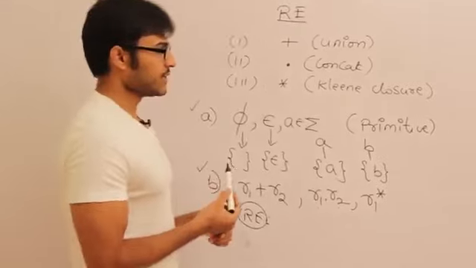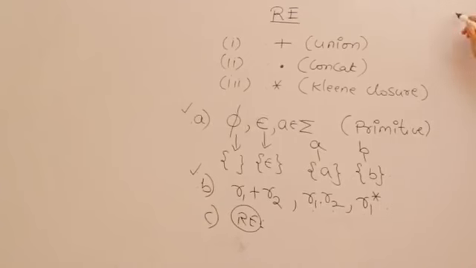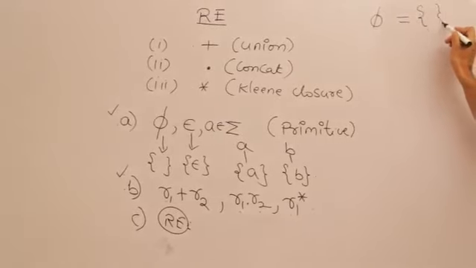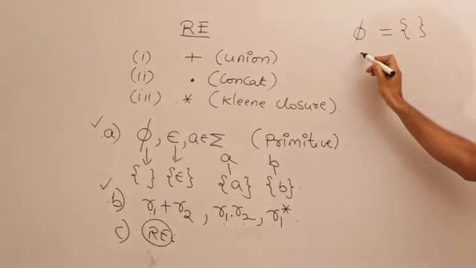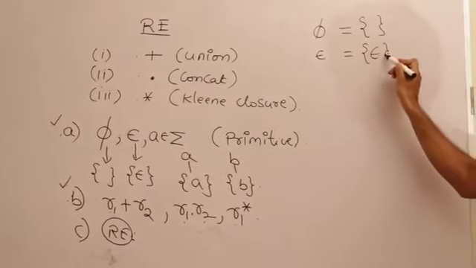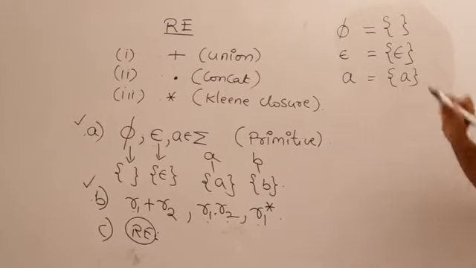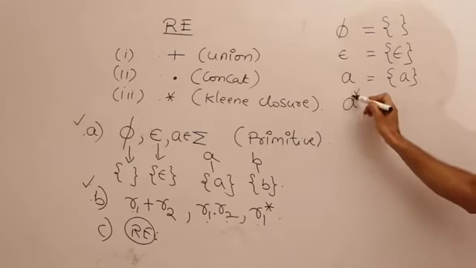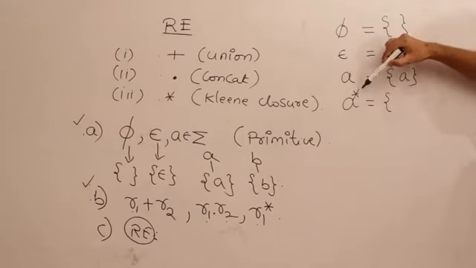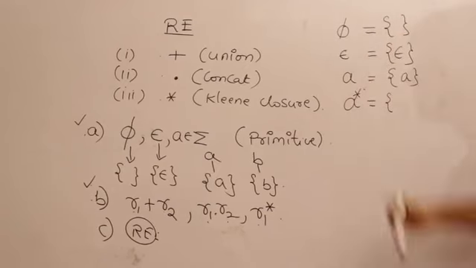So I'll tell you some basic languages which can be formed using regular expressions. First one is phi. If this is the regular expression, then the language is the empty set. If epsilon is the regular expression, then the language contains epsilon. If a is the regular expression, then the language is {a}. If I write a star as the regular expression, then, whenever I write star, it means that in place of star you can put any number including 0.